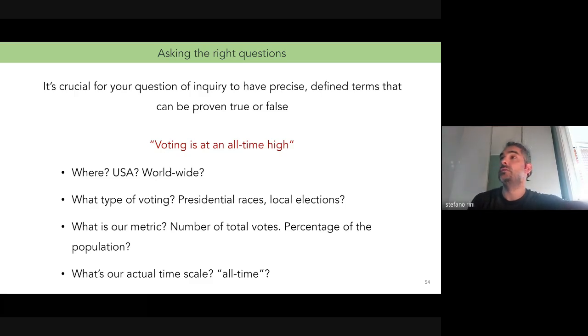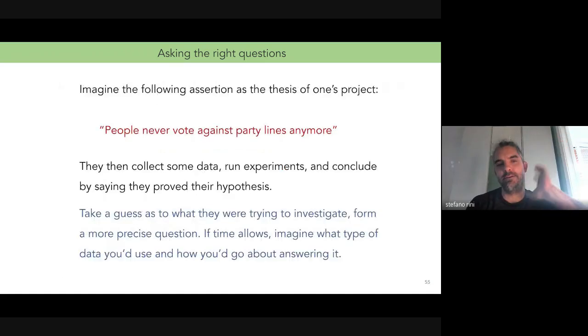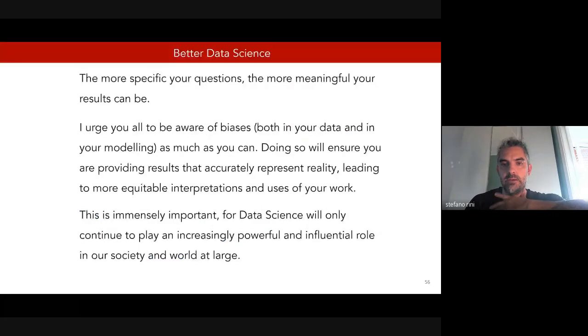Because people have been voting only for a relatively short amount of time, let's say maybe 100 years top. Less, because there were no women voting 100 years ago. So of course, what it means to vote changes through time, and all-time high changes its meaning as time passes by. And so as the question becomes more high level, the type of data that we have to collect to be able to give a meaningful answer also increases.